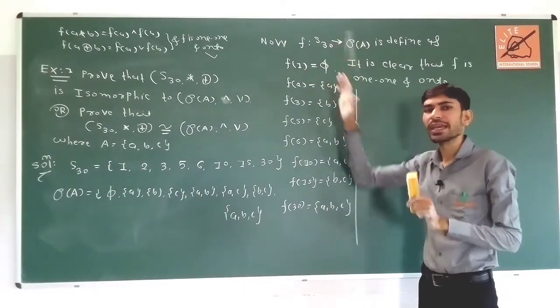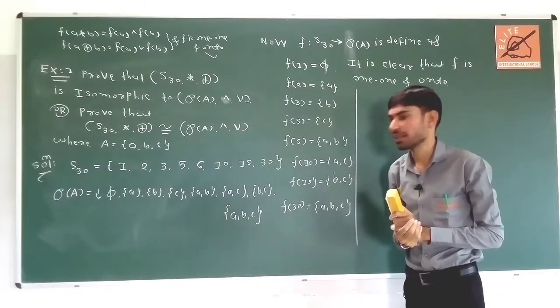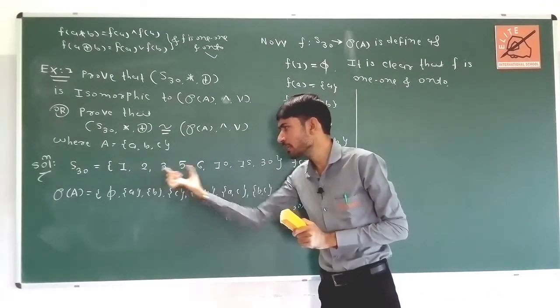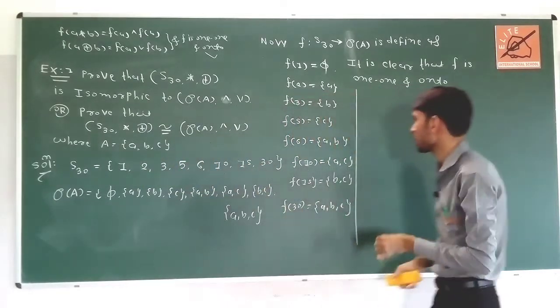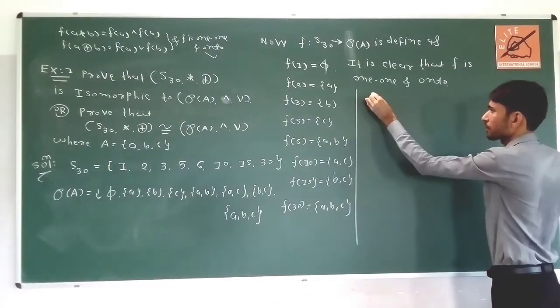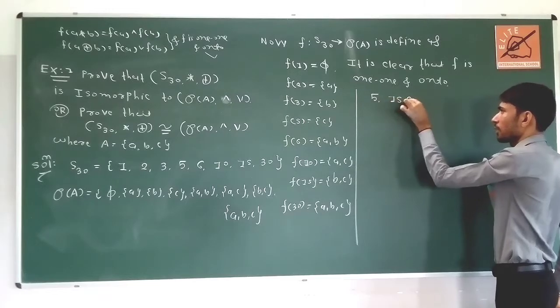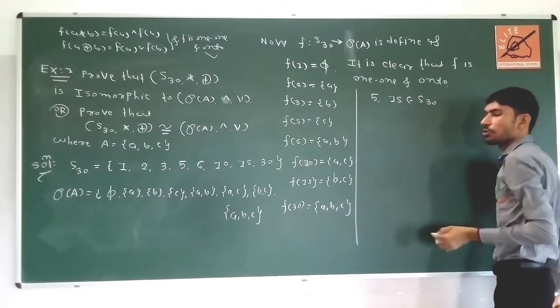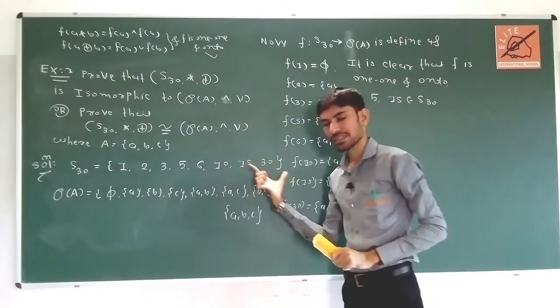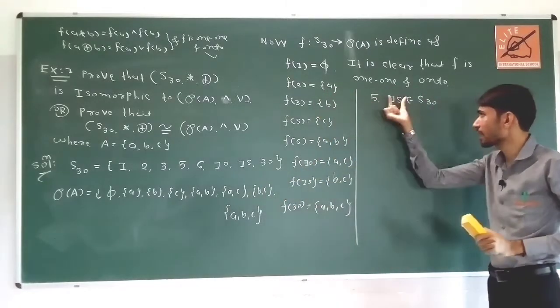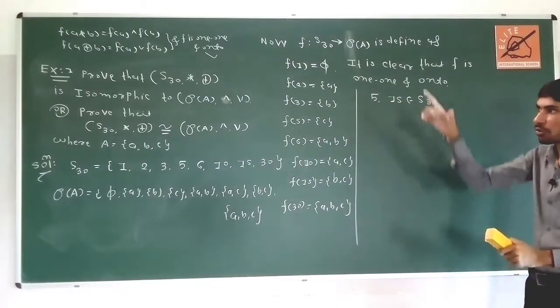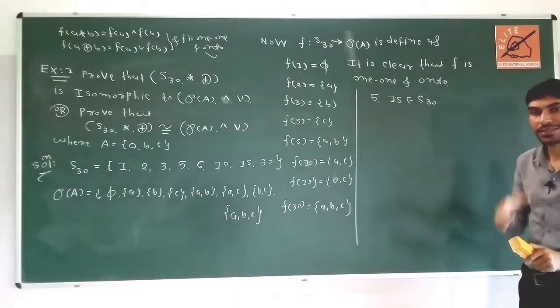So here we take any two elements in S30. Now you can choose any two elements in set S30. So here we take two elements, 5 and 15, belonging to S30. You can choose any two elements in S30, as our a is equal to 5 and b is equal to 15. Now the condition to check is f of a star b.